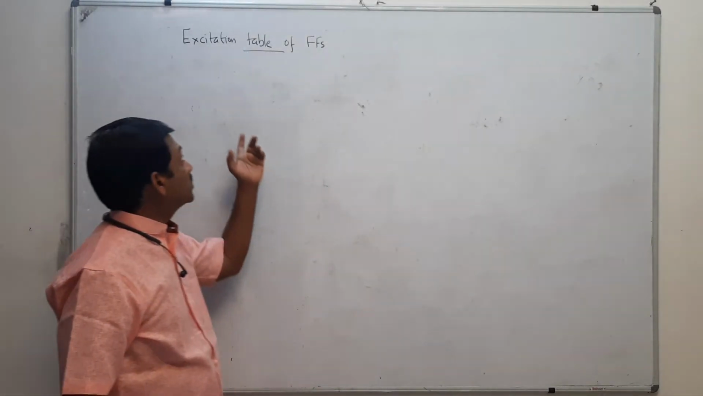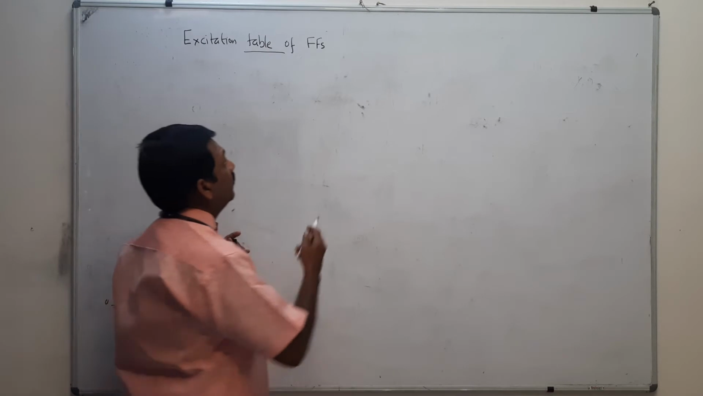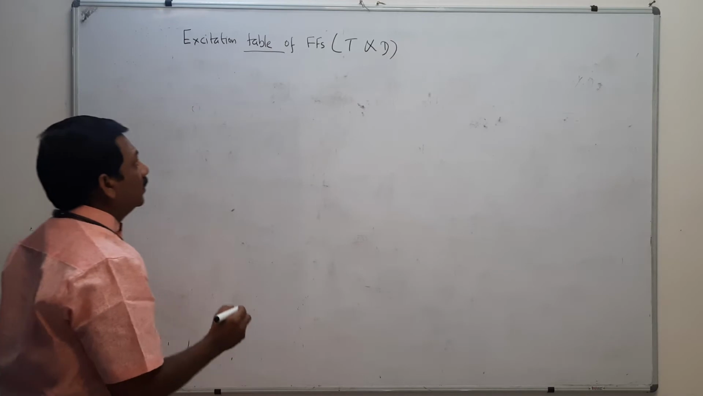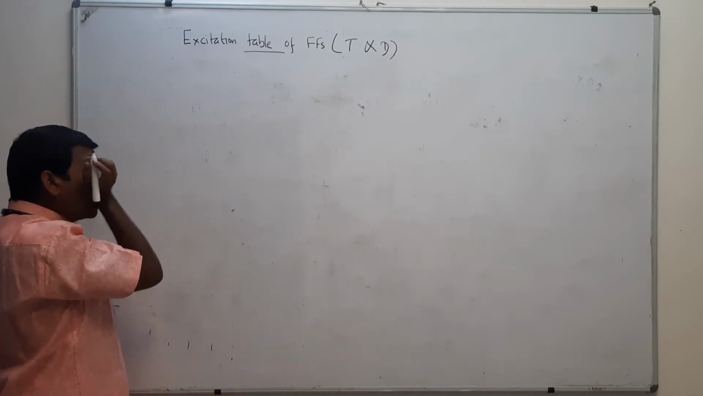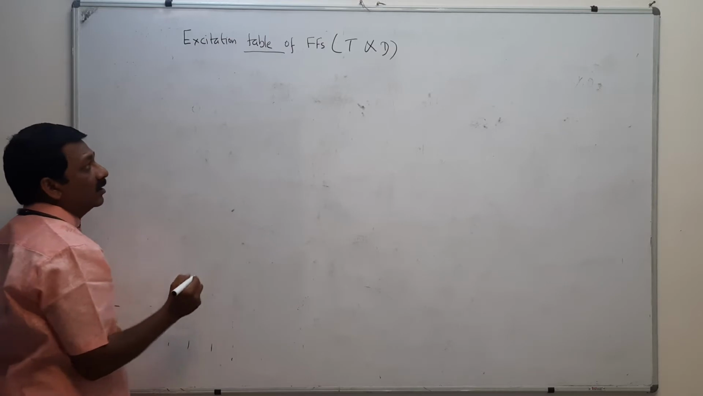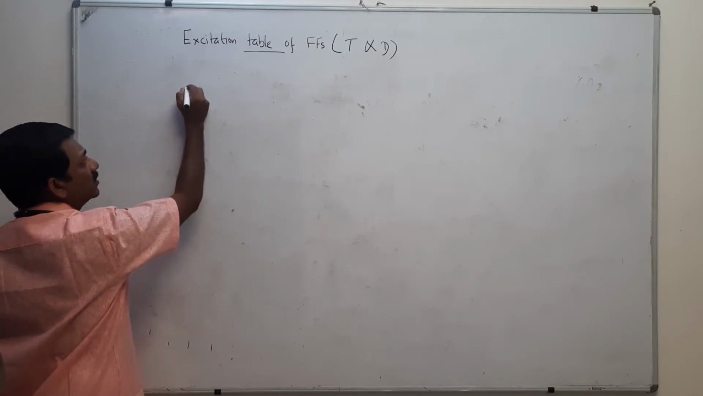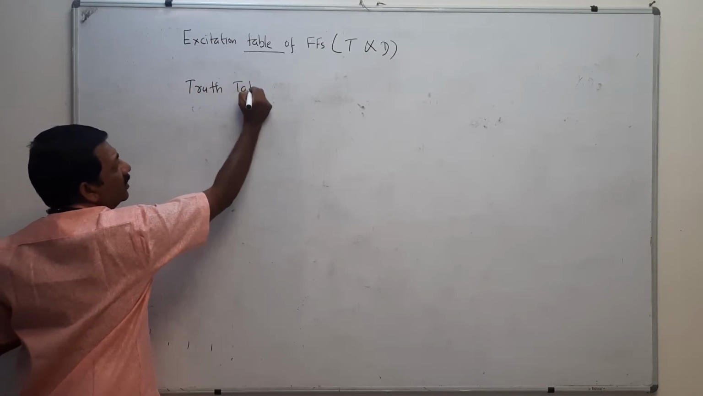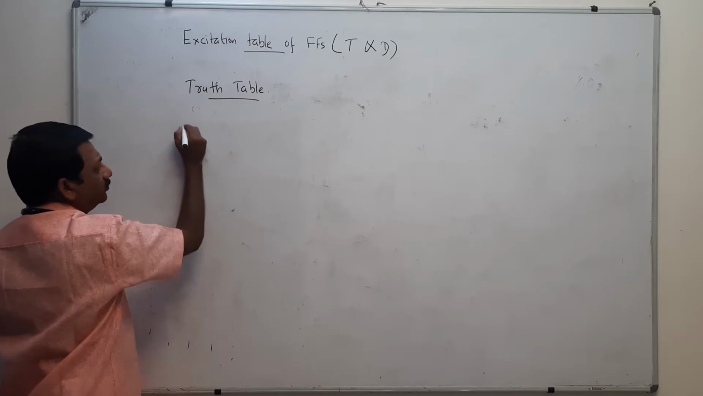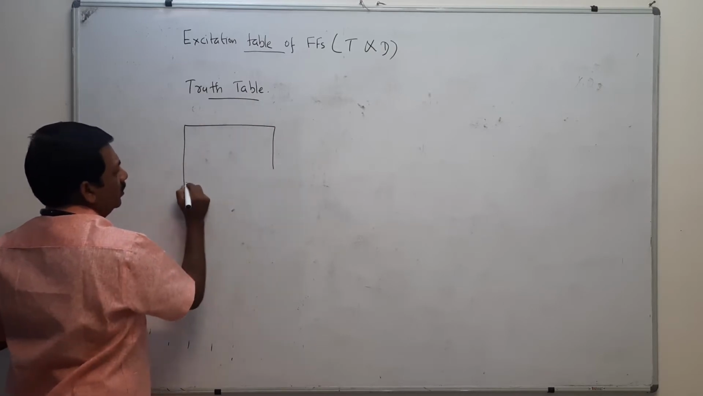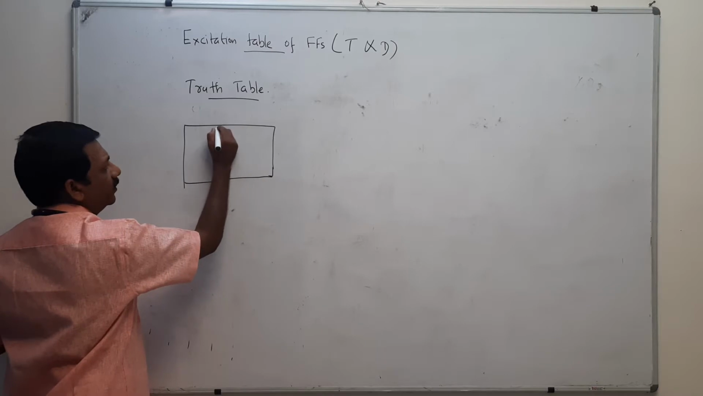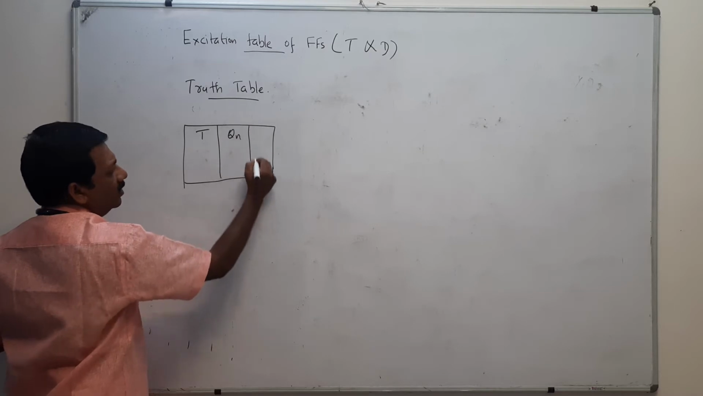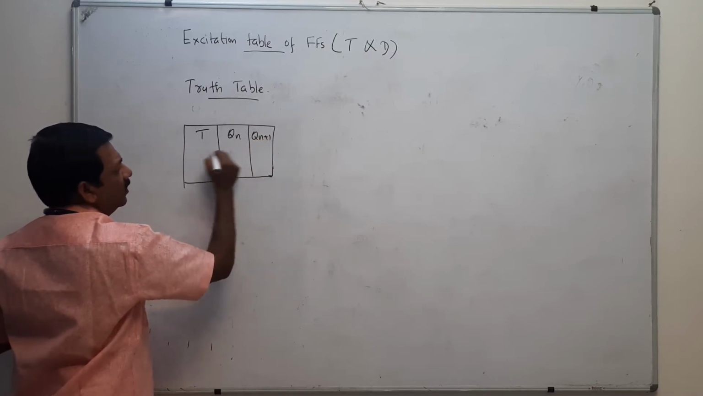Today we are going to discuss the excitation table for flip-flops T and D. In the T flip-flop, suppose that I am going to write a truth table, or characteristic table. T can take only two values. This is the value of T, this is Qn, and this is Qn plus 1.